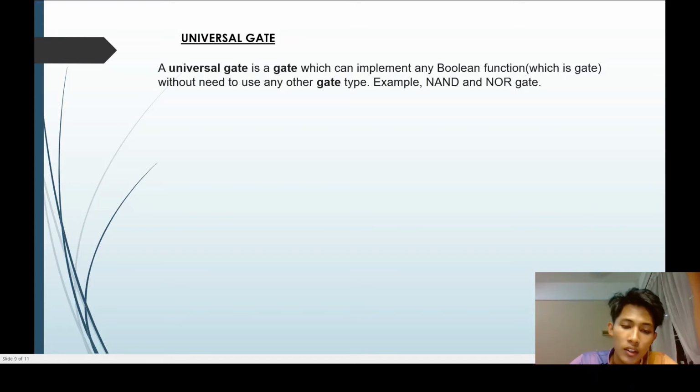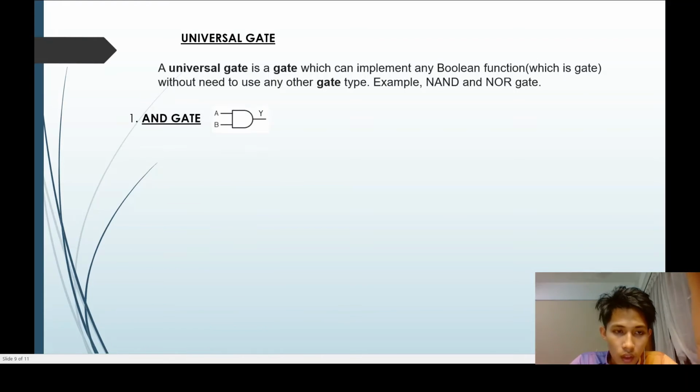For example, universal gates can produce the AND gate, the OR gate and the NOT gate by using universal gates only. The examples of universal gates are the NAND and NOR gates. So these are the only universal gates, which means NAND and NOR can produce any gate that exists. Before I begin my explanation, I will only explain the NAND gate. So how do we produce an AND gate by using NAND gates?